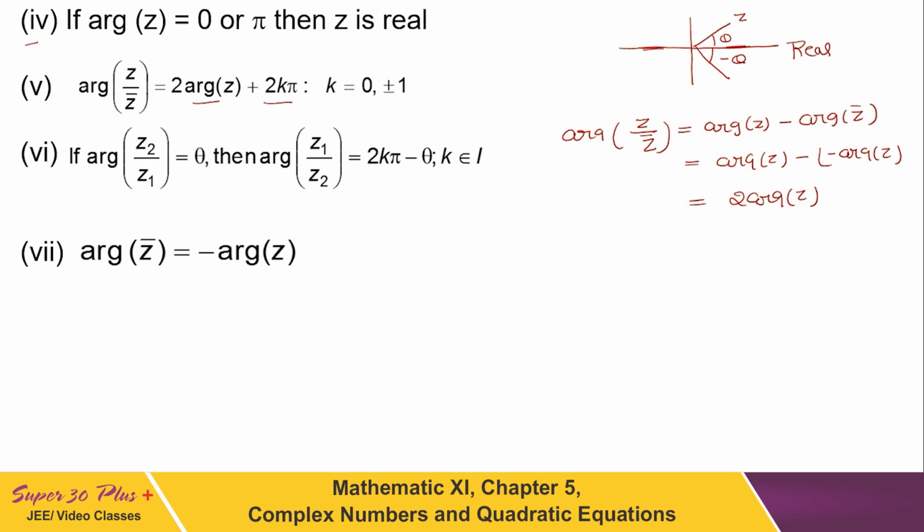and generalize it. Similarly, if argument of z2 upon z1 is theta, then argument of z1 upon z2 is minus theta, and generalize here also. And argument of z bar is equal to minus argument of z.